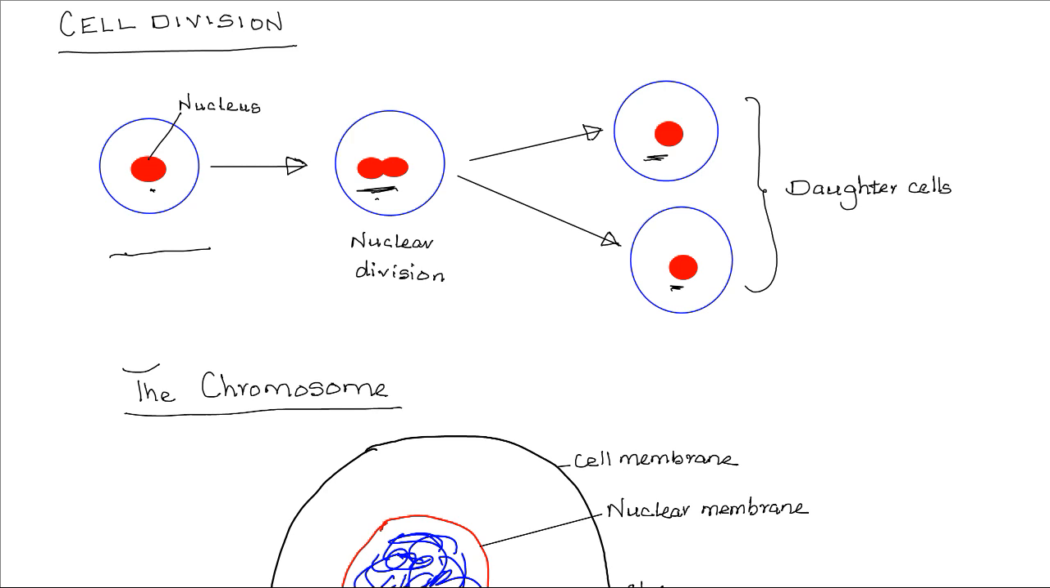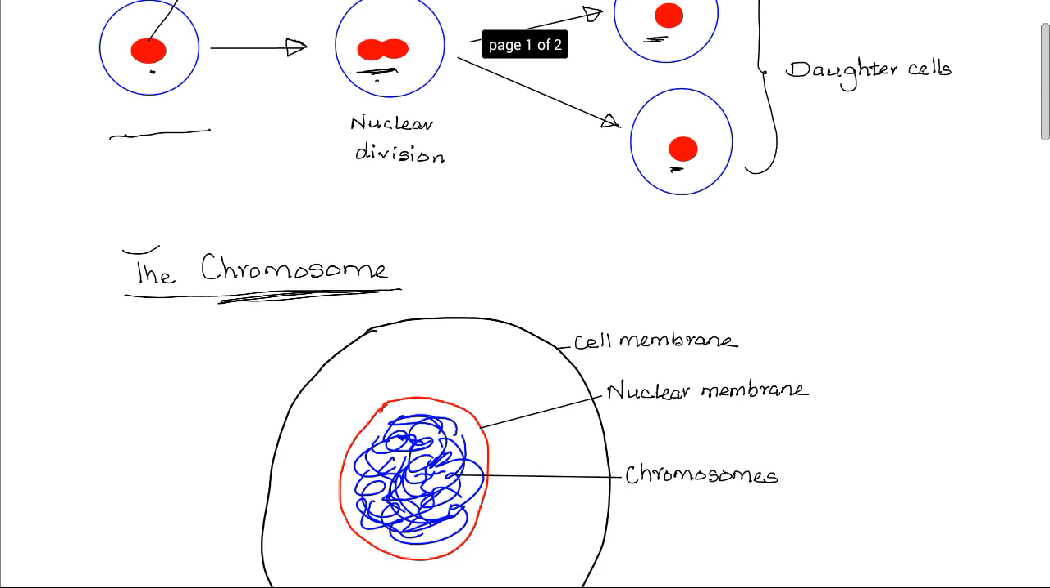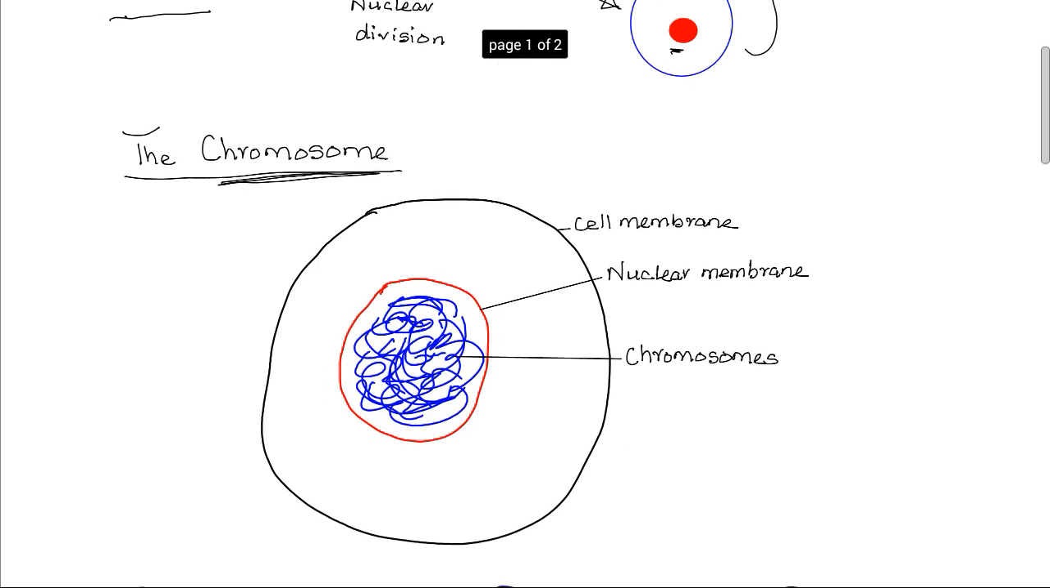The nucleus contains genetic materials known as the chromosomes. So that's why it is very important that the nucleus is divided equally into two, so that the daughter cells will each have the right amount of genetic material, or that is the number of chromosomes.